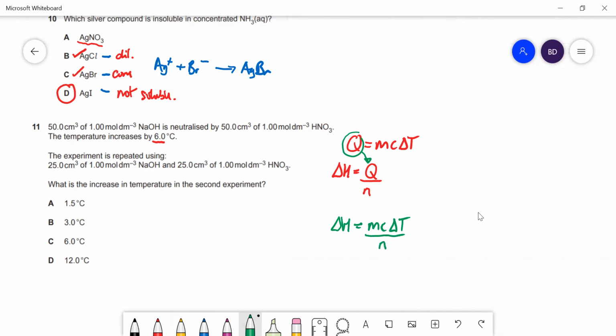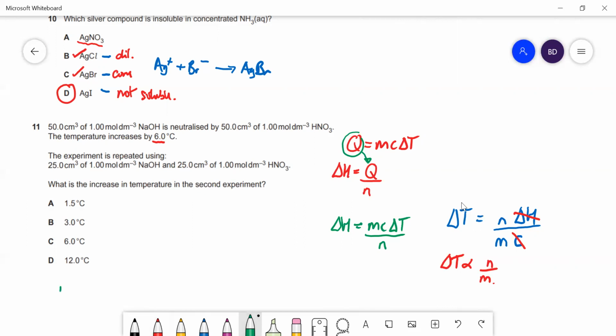Now we are interested in delta T, so I'm going to rearrange that to get delta T is equal to N multiplied by delta H divided by the mass of the solution and the specific heat capacity of water. Now you can see here that delta H, for the reaction, is constant. The specific heat capacity of water is constant, so the temperature change is proportional to the number of moles over the mass of the solution.